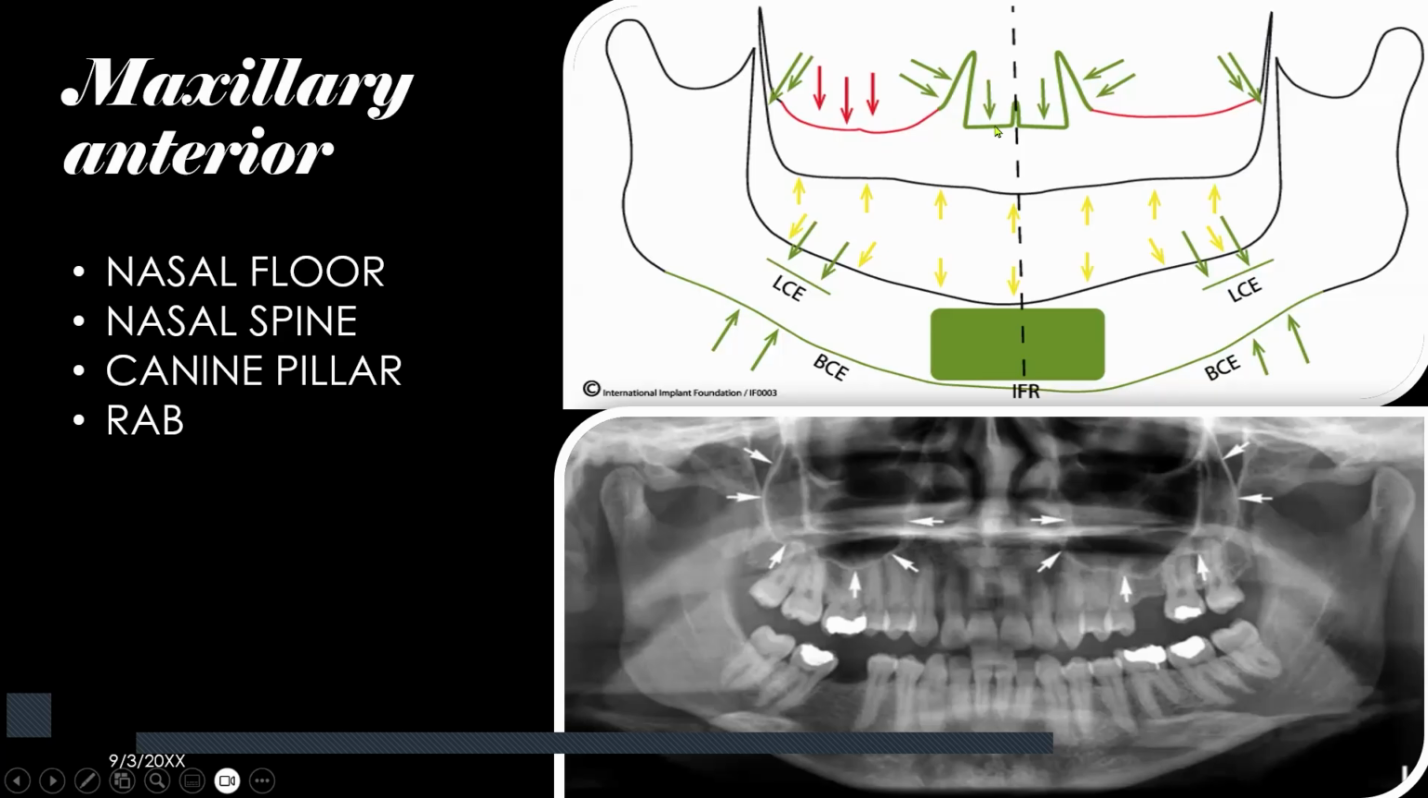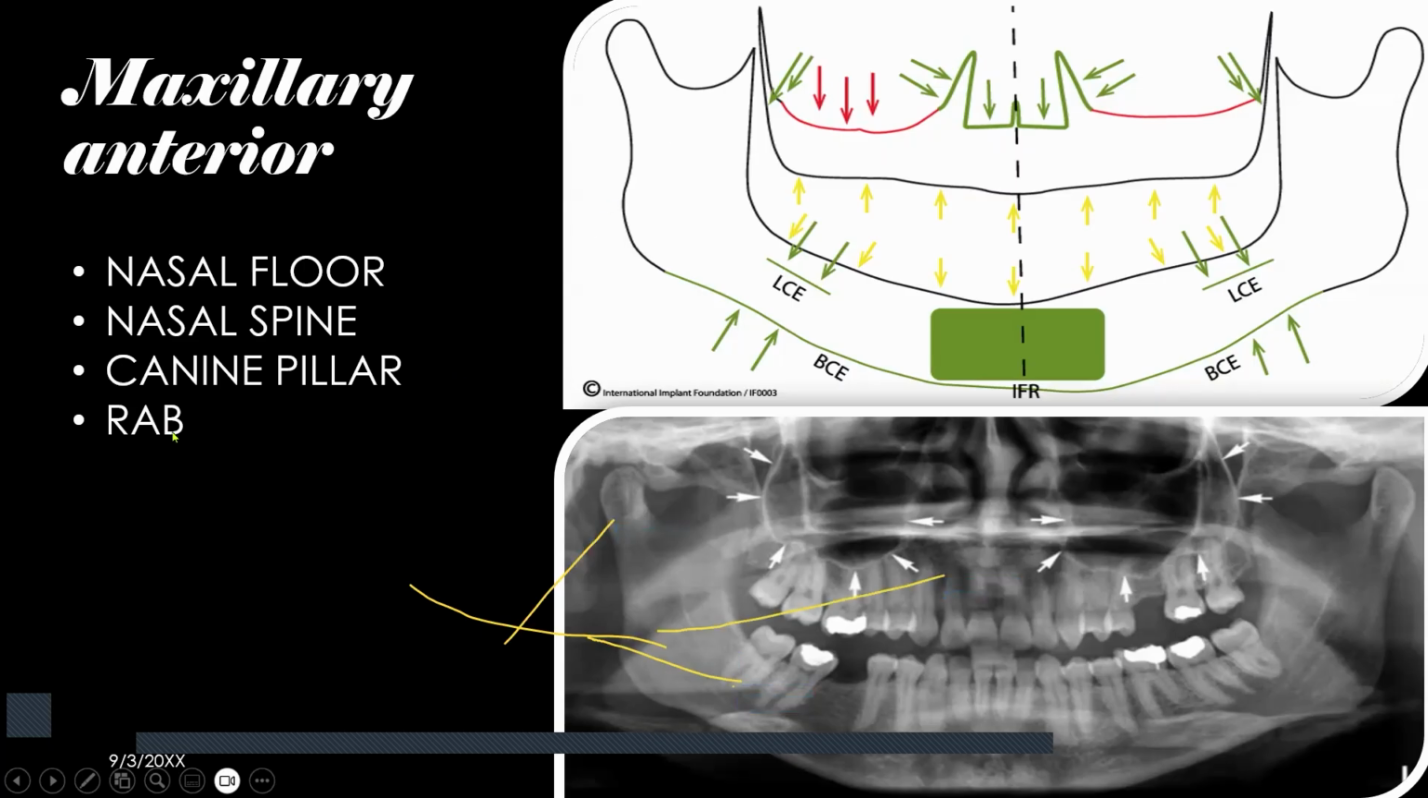एंटीरियर रीजन में कौन कौन सी लोकेशन है जहां पे हम इम्प्लांट डालेंगे? तो नंबर 1 है आपका नेजल फ्लोर, जो मैं आपको ऑलरेडी दिखा चुका हूं. नंबर 2 है आपका नेजल स्पाइन. नंबर 3 है आपका कैनाइन पिलर. कैनाइन पिलर में बेसिकली क्या होता है कि ये एक वेरी लॉन्ग पिलर है जो एक वर्टिकल पिलर की तरह भी काम करता है, तो आप डायरेक्टली इस कैनाइन पिलर के अंदर भी इम्प्लांट डाल सकते हो.